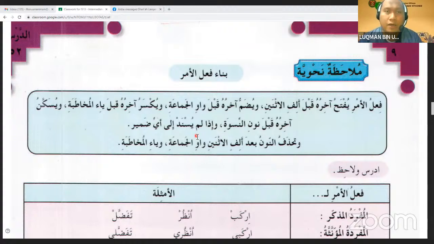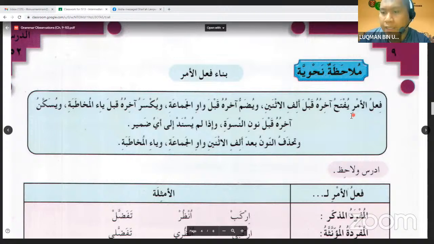So ang fi'l mudari, yung imperfect tense of the verb, yun lang ang may i'rab. Yun lang ang may dynamic ang ending. So both the perfect tense and the imperative tense, sa kanila ay mabni. Mabni yun. They are fixed upon something. Okay, so let's continue.